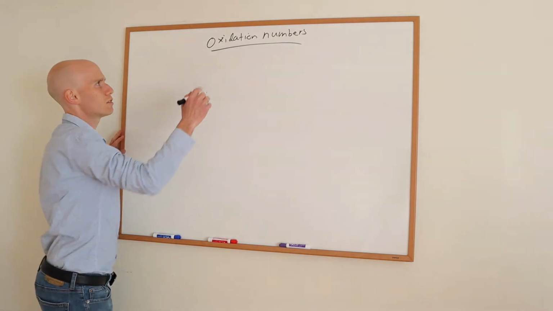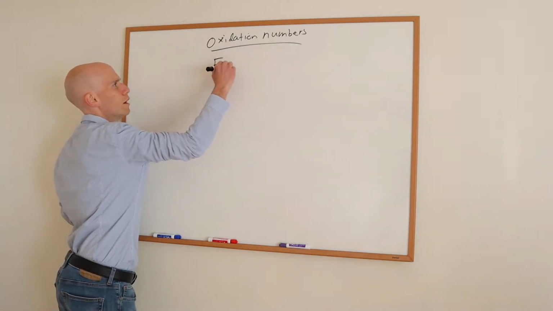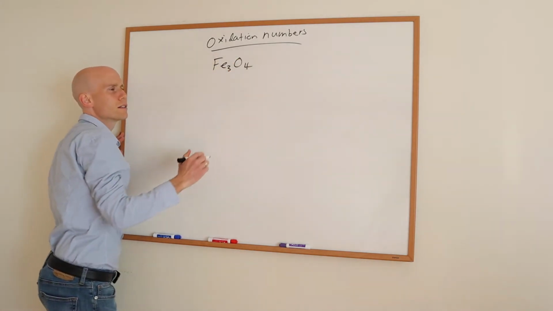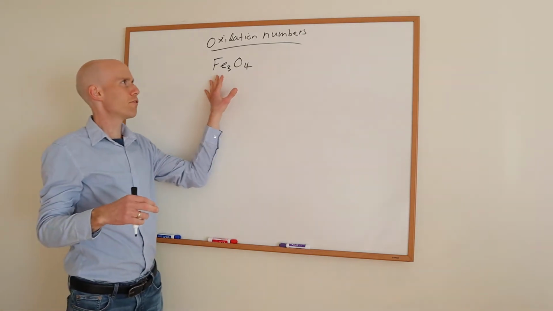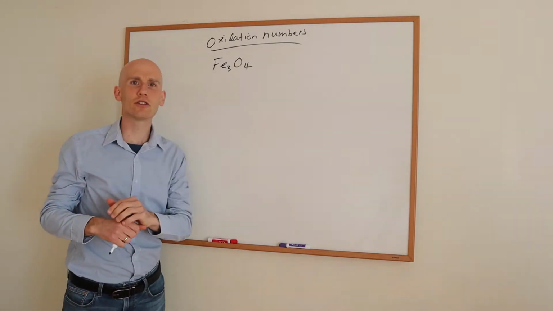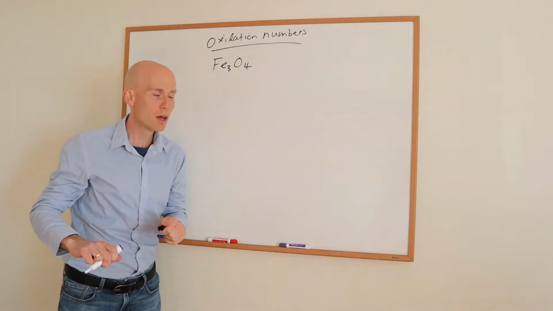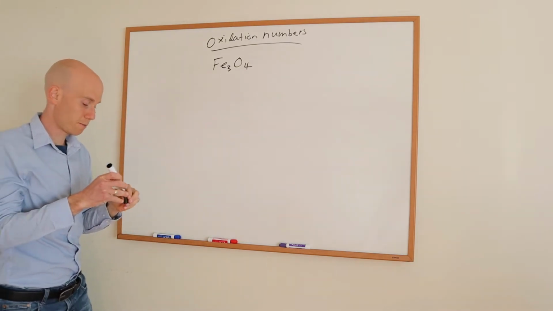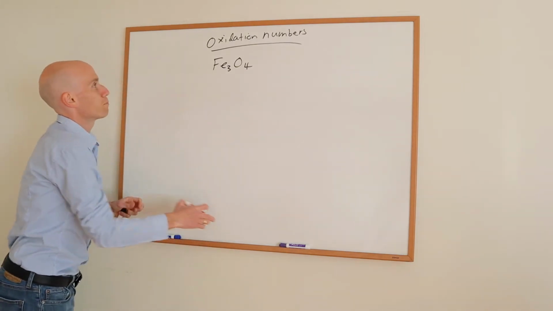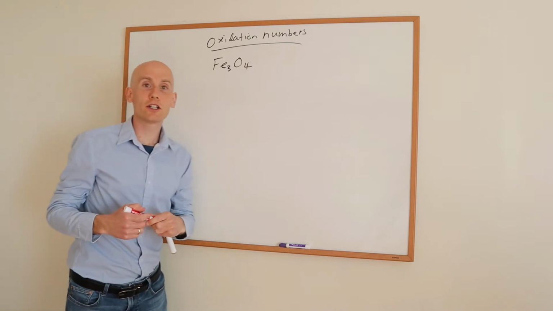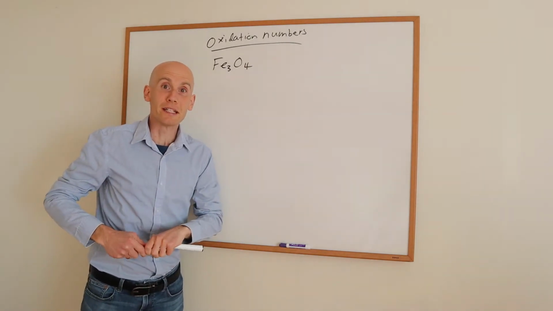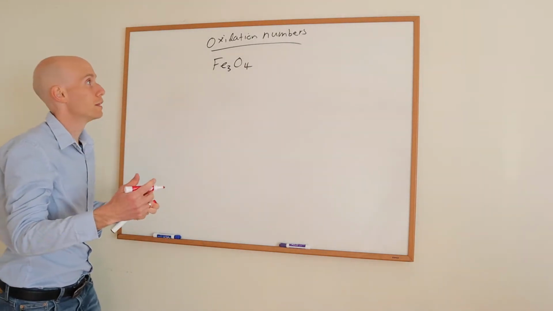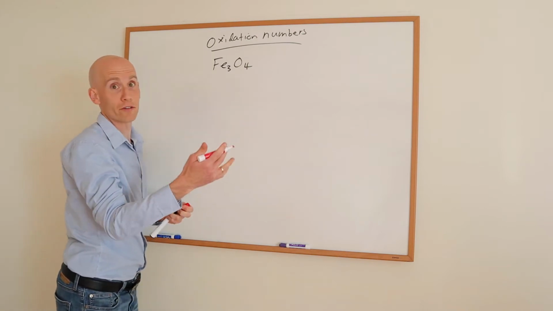Let's dive into a quick example. Try to ascribe the oxidation numbers for iron and for oxygen in this compound. Take a moment and try to do that. Okay, oxygen, as I just mentioned, is typically -2. So we will use that as our rule to try to figure this out.